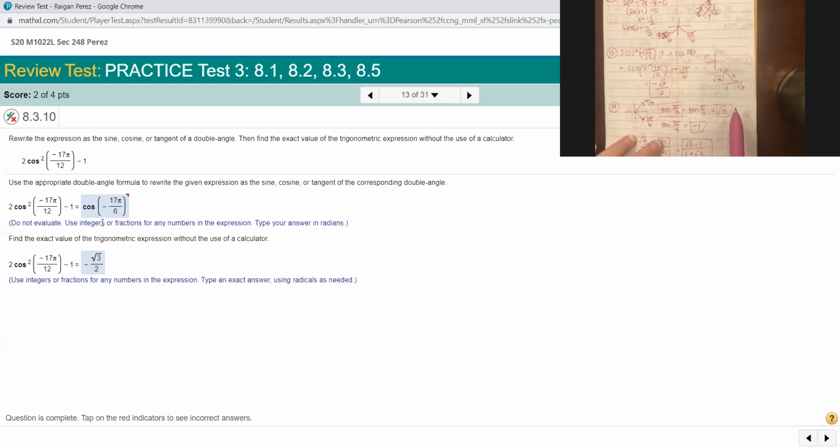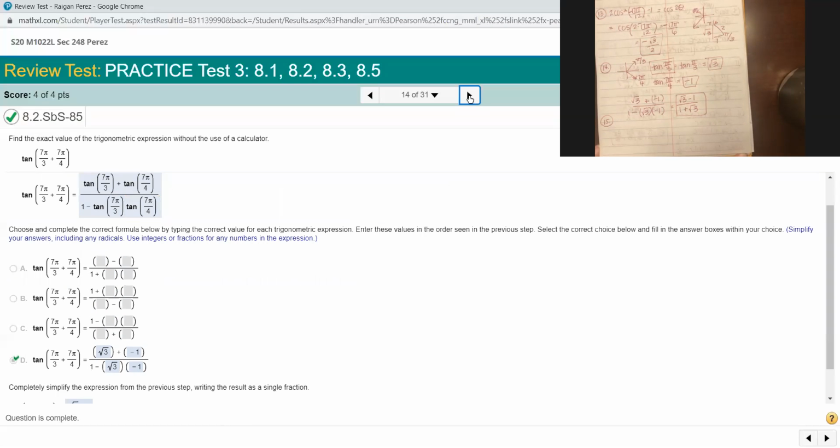But then negative 17 pi over 6 lands in quadrant, let me see, 12, 18, 17. I had wrote it in quadrant 2. Technically it's quadrant 3, but because it's cosine, it's still negative. So my answer of negative square root of 3 over 2 was still right. So that's number 13. My simple mistake, though, look, cost me 2 out of 4 points. So be careful there.